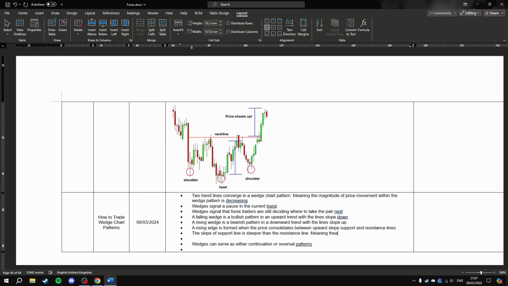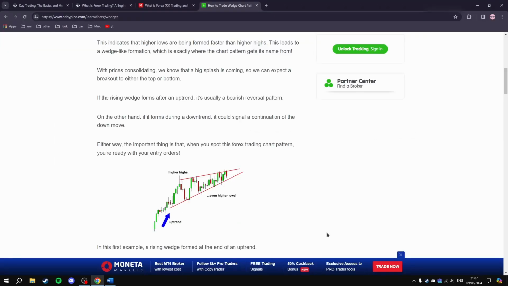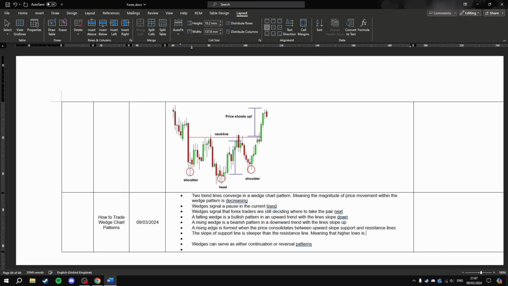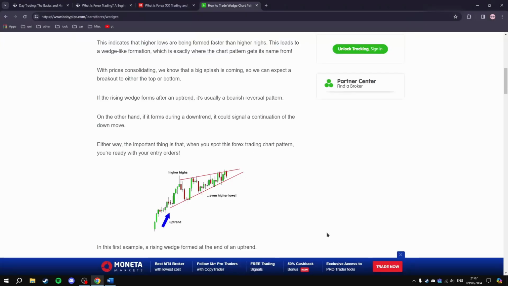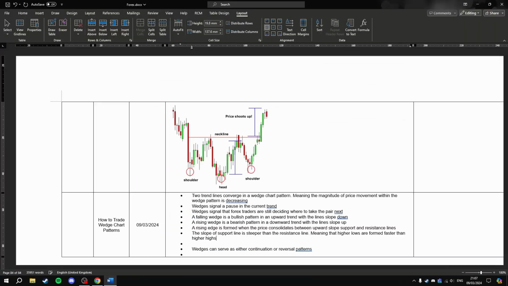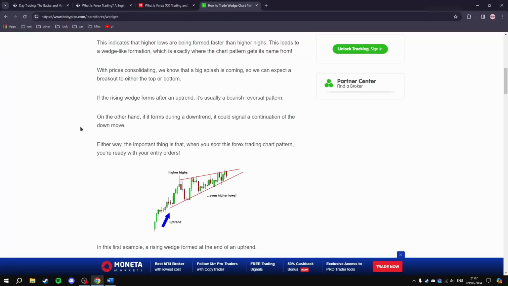Meaning that higher lows are formed faster than higher highs. This leads to a wedge-like formation, which is exactly where the chart pattern gets its name from. Right, okay. With prices consolidating, we know that a big splash is coming, so we can expect a breakout to either the top or bottom. So either through here or through here.